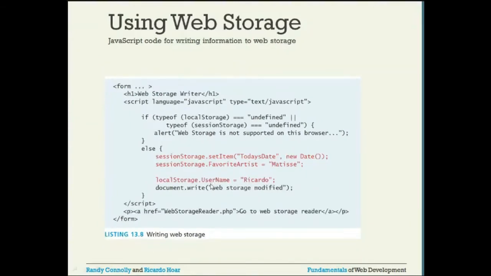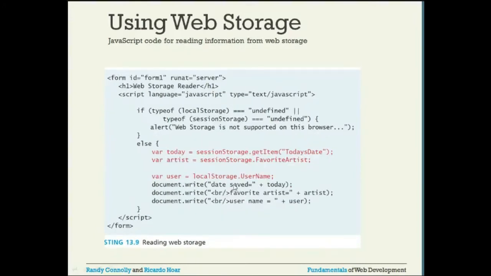That is the key you have used here. localStorage.username is equal to Ricardo. That value, the Ricardo value, will be stored in the user. So now today will have today's date, artist will have the artist value, and the user will have the user value. Then what you are doing is document.write.